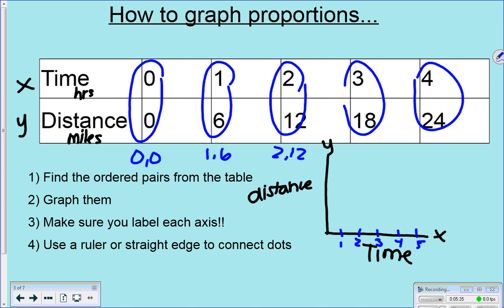But here's the thing. Remember last year we talked about how you can't just go by ones and then twos and then threes and then back to ones and back to twos. Remember we talked about that last year? Your interval has to be the same. So do you see how it says ones down here?